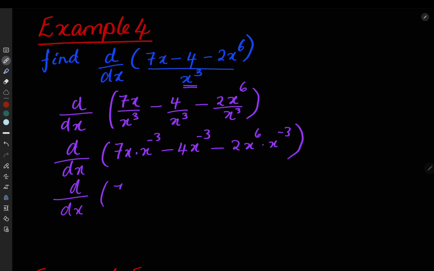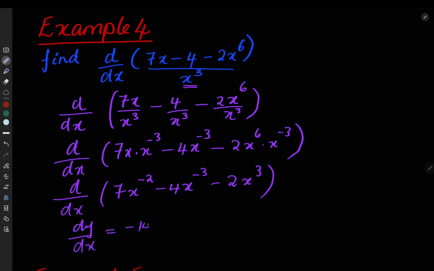algebraic part with the same base, we just add the powers. So this becomes 7x to the power negative 2 minus 4x to the power negative 3. Then here it's 6 plus negative 3, and that becomes negative 2x to the power 3. Now you can differentiate.